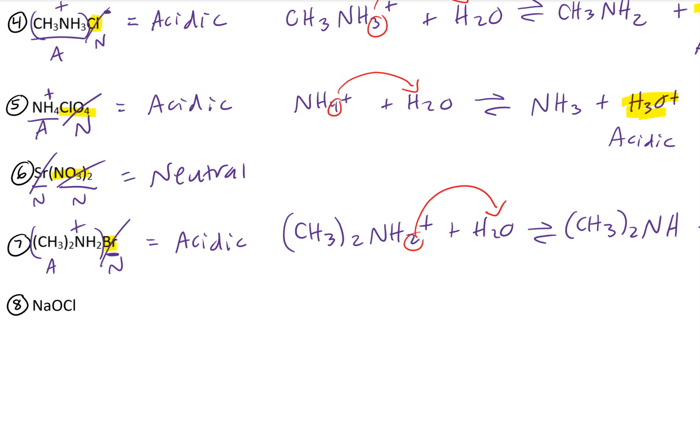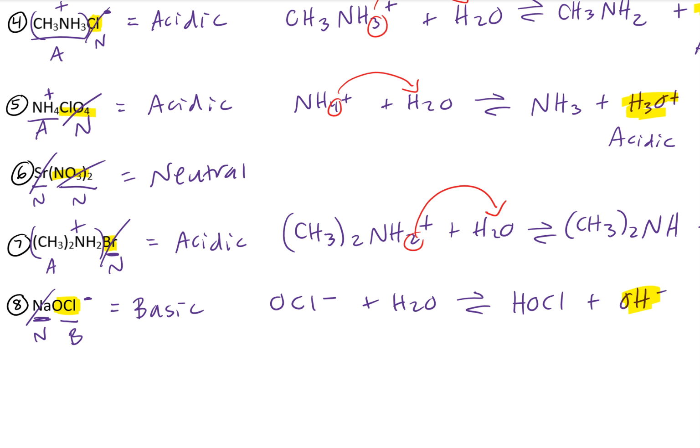Number 8 here, you have sodium ion. Well, I know that's part of something strong. Sodium hydroxide is strong, so the sodium ion is neutral. And then you have this negative ion. This is your hypochlorite polyatomic ion. It has a negative charge on it, and it's not part of something strong, so this makes it a base. So together, a neutral plus a base, we have a basic salt. OCl negative plus H2O is going to yield HOCl and hydroxide. The production of hydroxide in solution makes this a basic solution.